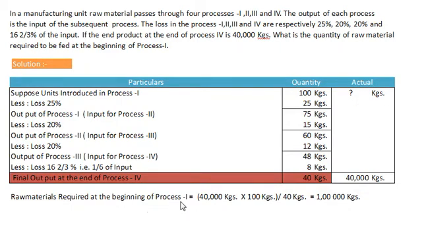Working is here. Raw materials required at the beginning of process 1, or raw material introduced in process 1, is equal to actual output 40,000 kilograms multiplied by material input in process 1, that is 100 kgs, divided by 40 kilograms of output, which is equal to 1 lakh kilograms. So here our material introduced in the beginning of the very first process amounts to 1 lakh kilograms.